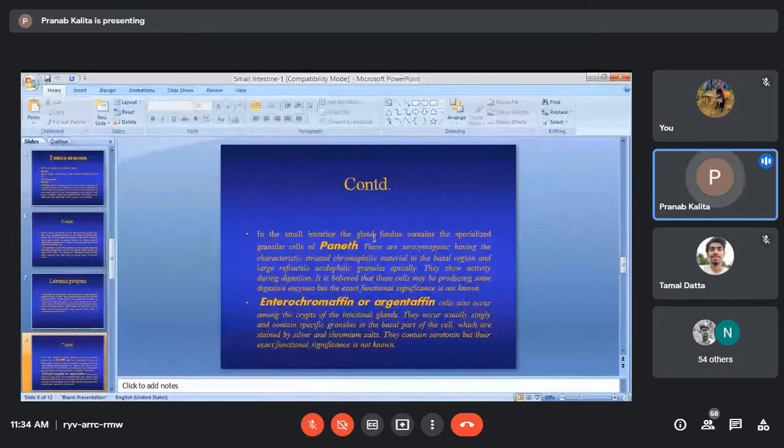My point is, you must know where the Paneth cells are located. Near the fundus of the crypts of Lieberkuhn, or intestinal glands, Paneth cells are located. They secrete digestive enzyme.